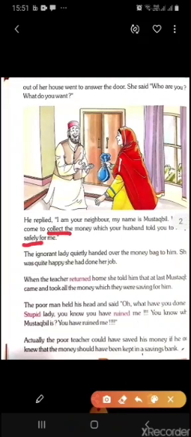Let's continue. The ignorant lady quietly handed over the money back to him. She was quite happy. She had done her job. Now that simple, good lady didn't know who Mustaqbil was or what Mustaqbil meant to her husband. Since she was ignorant about all these things, she very happily handed over the money bag to that cunning neighbor. And now she was happy that she had done her job very nicely.